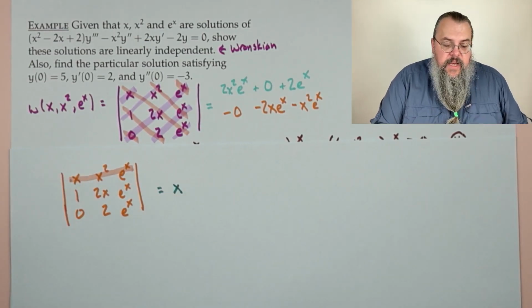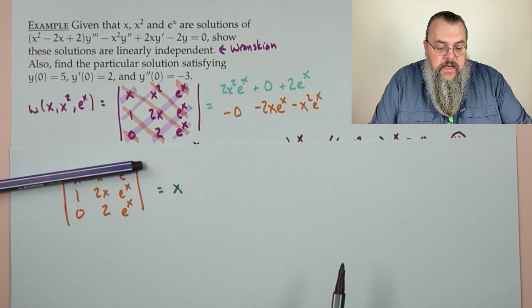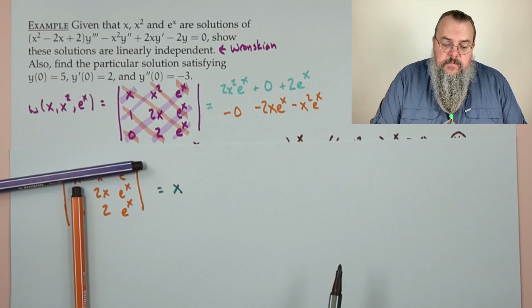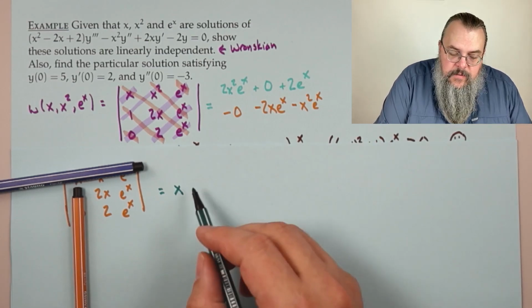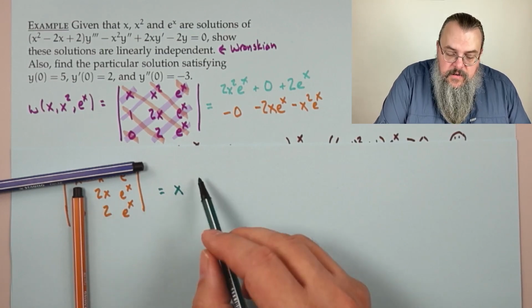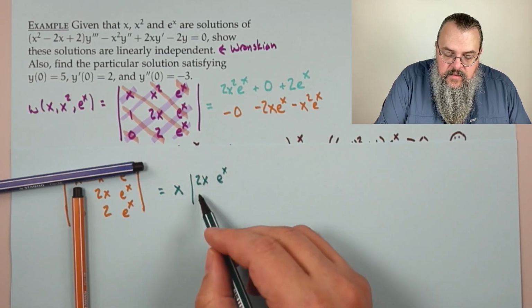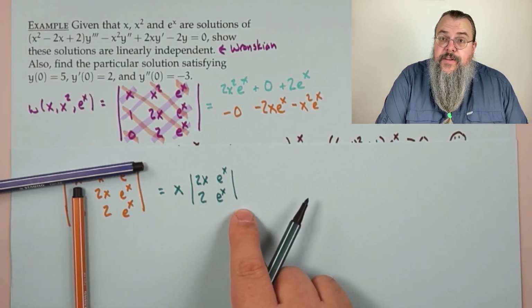Now, imagine that you cover the first row and you cover the first column. Okay? Now, why the first column? Because that was where the x came from. And what do you see? Well, you see a smaller matrix. So you write that down: 2x, e to the x, 2, and e to the x. And notice it's still a determinant.